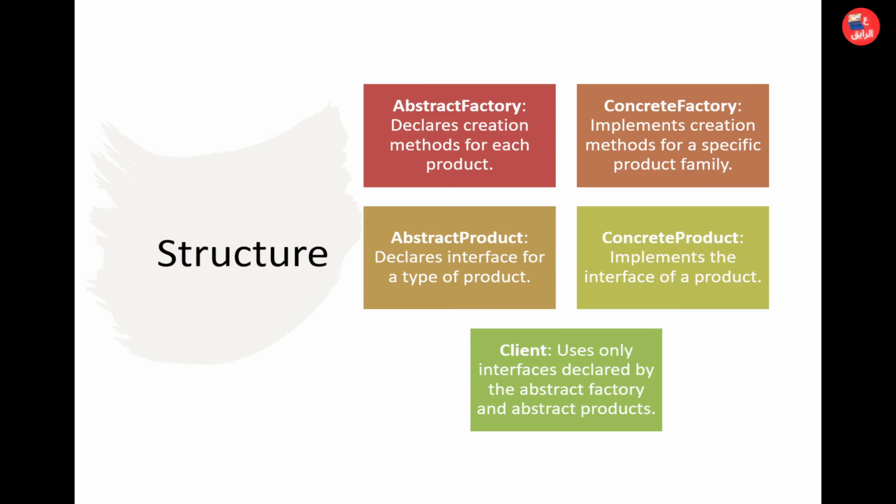What is the structure of abstract factory pattern? Abstract factory declares creation methods for each product, and concrete factory implements the creation methods for a specific product family. And abstract product declares the interface for a type of product, and concrete product implements the interface of a product, and the client uses only interfaces declared by the abstract factory and abstract products.